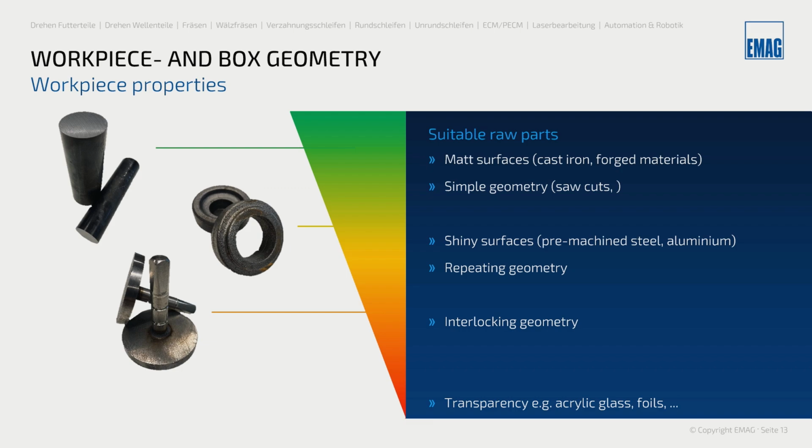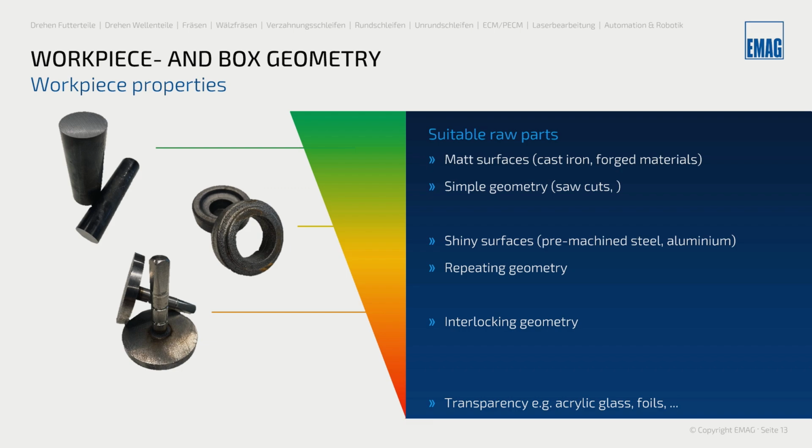When the geometry starts repeating itself or is interlocking, just think about some tubes that have been bent, it also gets more complex, because when I try to lift one part, I may lift another too. And what's an absolute no-go for any camera system is transparency, for example acrylic glass, anything with foils, because I can't get any height information at all.